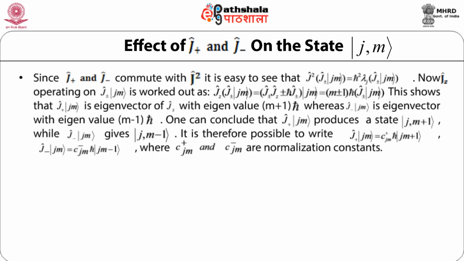It is therefore possible to write operator J plus acting on state |j,m> is equal to c subscript jm superscript plus times h cross times state |j, m plus 1>, while operator J minus acting on the state |j,m> is c subscript jm superscript minus times h cross times state |j, m minus 1>, where c subscript jm superscript plus and c subscript jm superscript minus are normalization constants, for the raising and lowering operators.